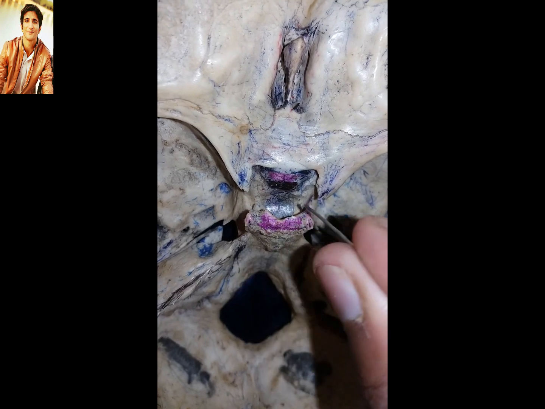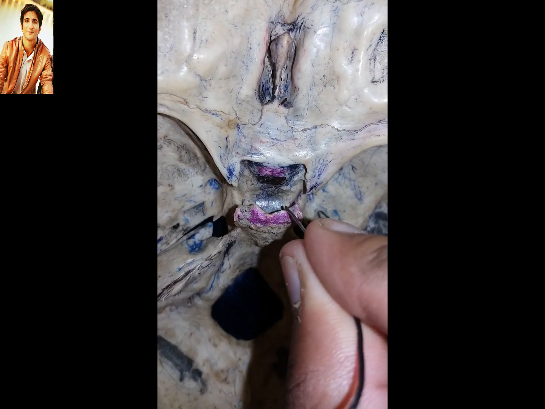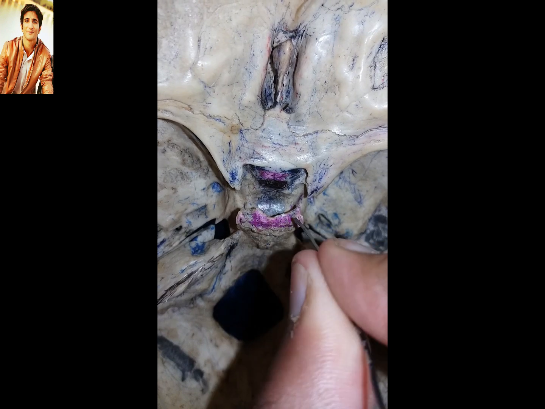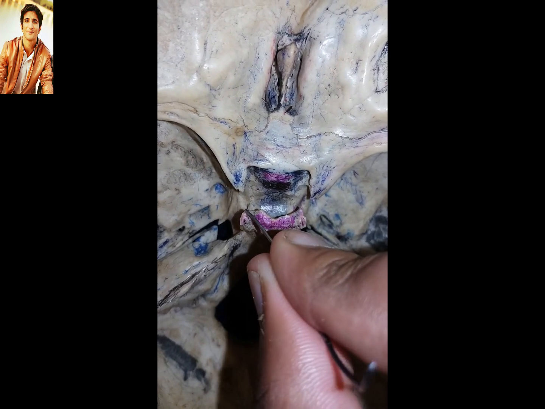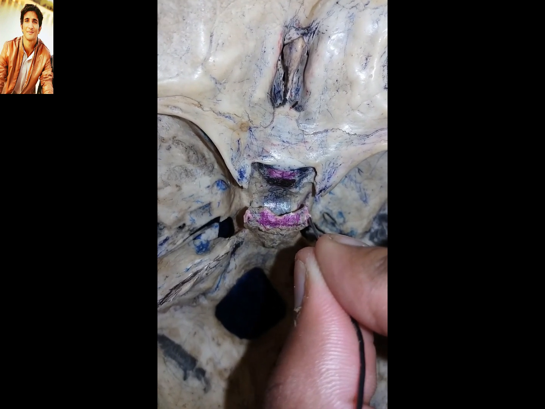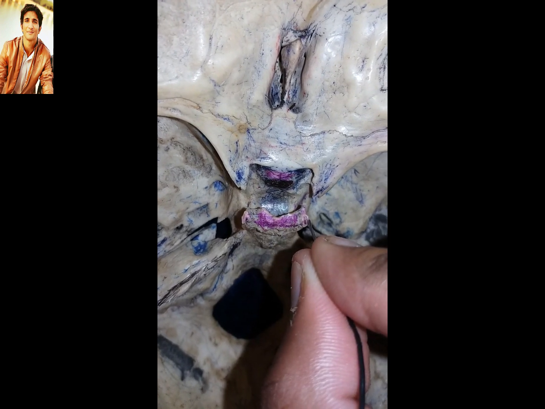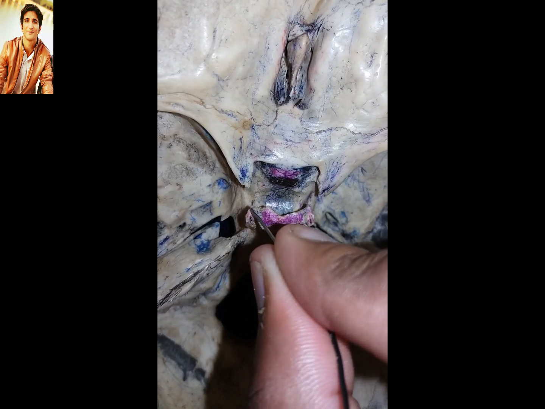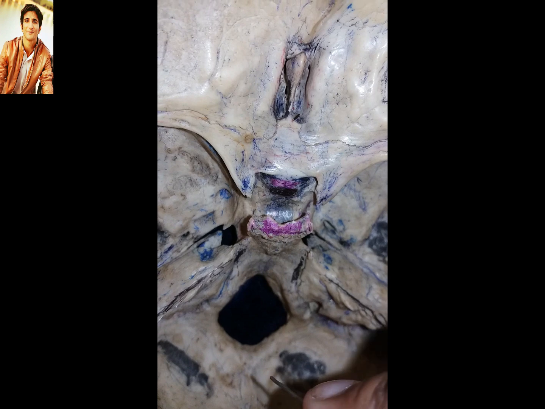The superior angles of the dorsum sellae have two tubercles. One is this and one is this. These are called the posterior clinoid processes. They also give attachment to the tentorium cerebelli.